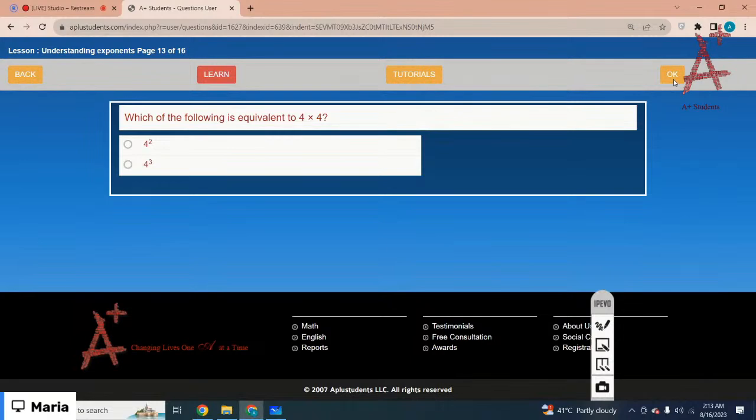Which of the following is equivalent to 4 times 4? Which is the correct option? 4 times 4 means you have to multiply 4 2 times. So it is 4 exponent 2. Option number 1 is the correct option.